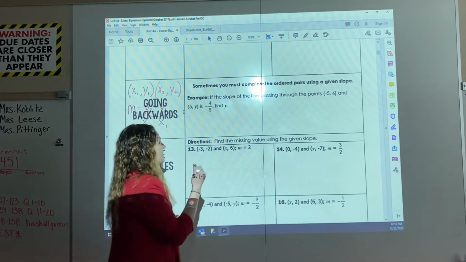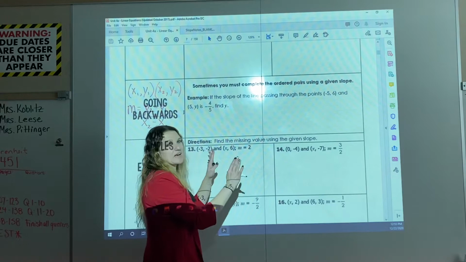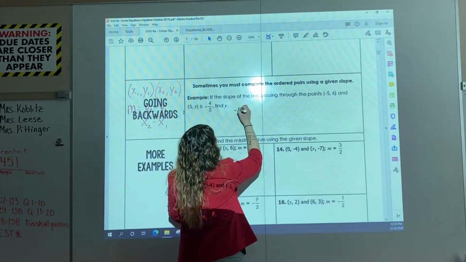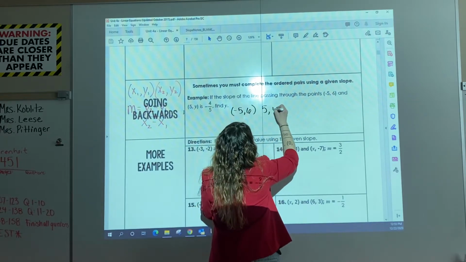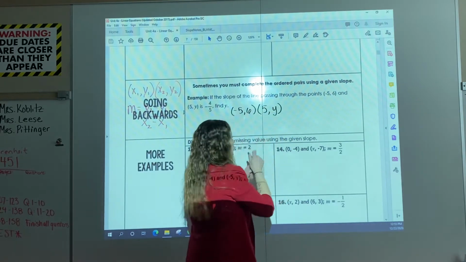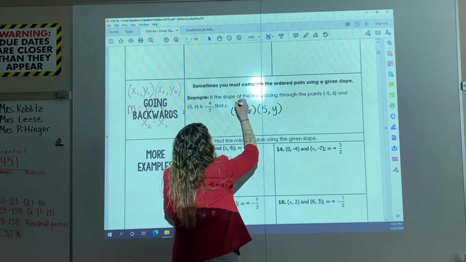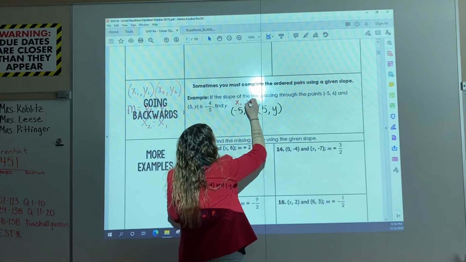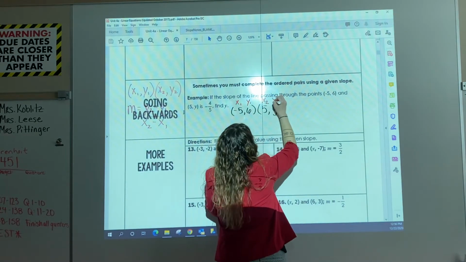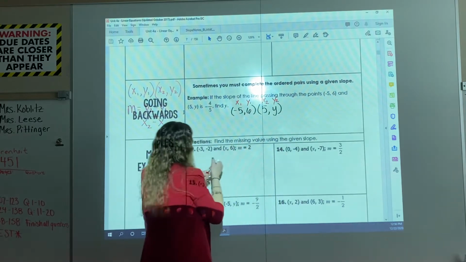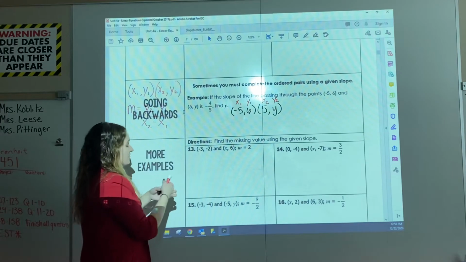Well, let's start by rewriting our ordered pairs the way we're used to seeing them, which is side by side. So we have (-5, 6) and (5, y). The next thing we would do is label those. So we have x1, y1, x2, y2. Then we would plug it into our slope formula and solve.